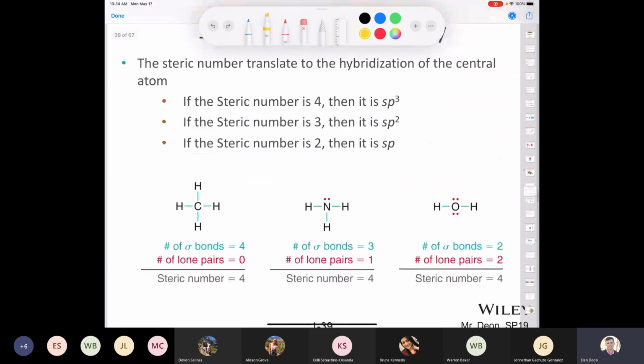So steric number relates directly to the hybridization of the central atom. If the steric number is 4, your central atom has sp3 hybridization. If it's 3, it's sp2 hybridized. And if your steric number is 2, it is sp hybridized. So that means that all 3 of these atoms, the carbon, the nitrogen, and the oxygen, all of them are sp3 hybridized, right? Because the steric number is 4 for each one of them.